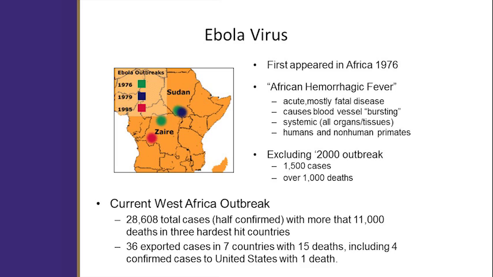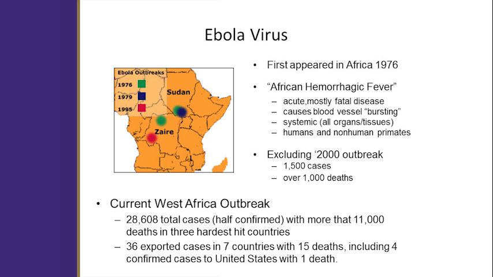The original outbreak, again, was in the late 70s in Zaire. This was originally kind of African hemorrhagic fever. Excluding an outbreak in 2000, there were roughly only about 1,500 cases. So it wasn't really a big issue. Okay?